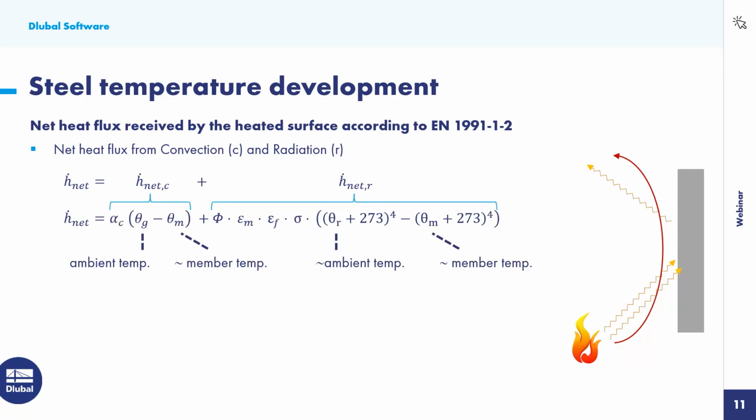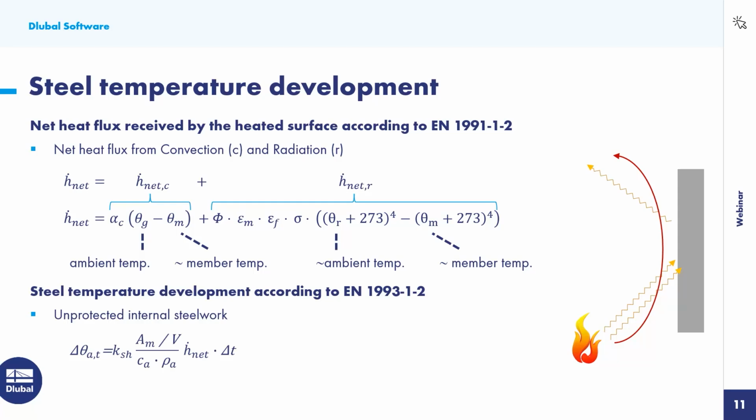Additionally, Eurocode 3 Part 1.2 contains a formula for calculating the temperature development of unprotected steel members. In addition to other parameters, this formula includes the aforementioned net heat flux. The given formula assumes a uniform heating of the cross-section, and a sum of the input variables shown here change with the component temperature. It can only be solved iteratively in small time steps described by delta t.